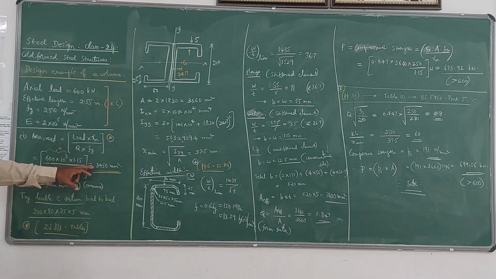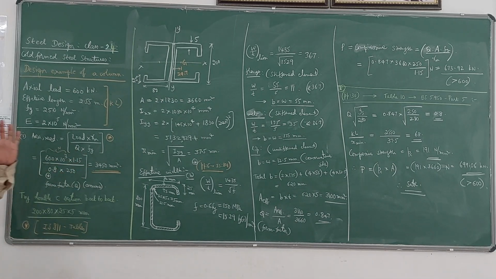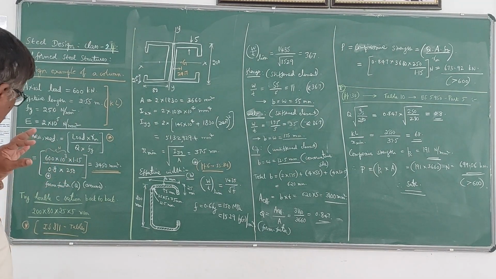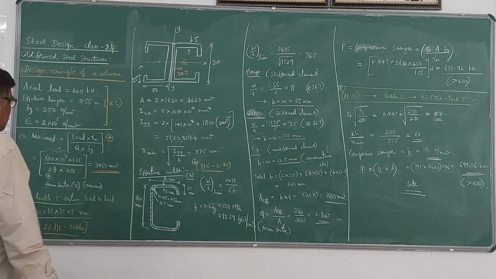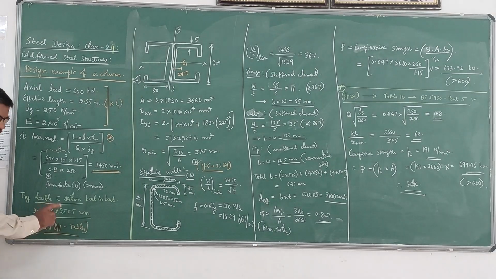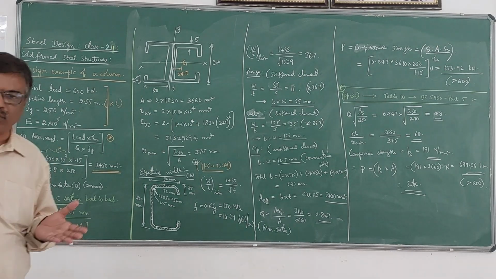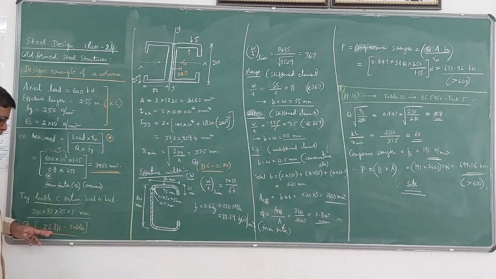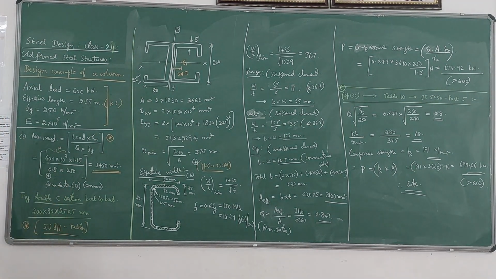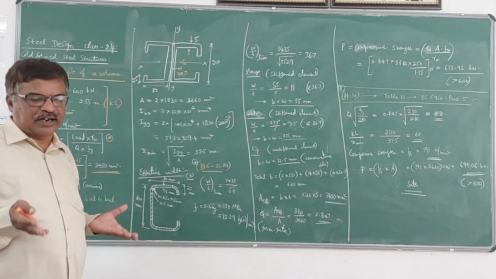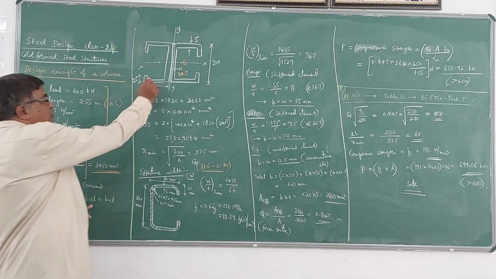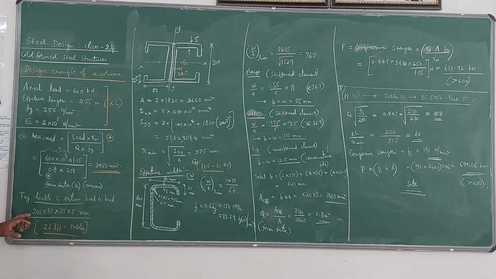So, depending on this value, you can choose a particular cold form steel section from IS 811, just like what you are doing for hot rolled sections using IS 800. Here, IS 811 tables you can choose. In this problem, I am going to choose a double C section or a channel section which is placed back to back like this. So I will choose this section 200 by 80 by 25 by 5 mm.